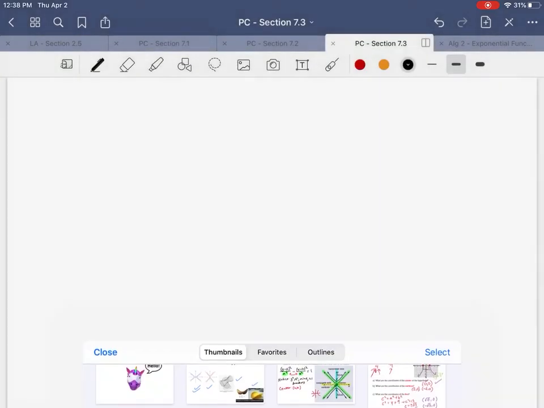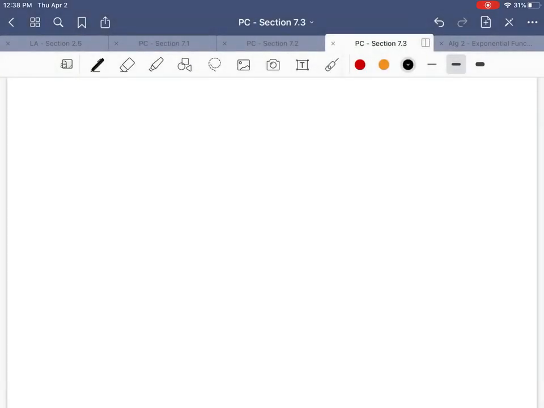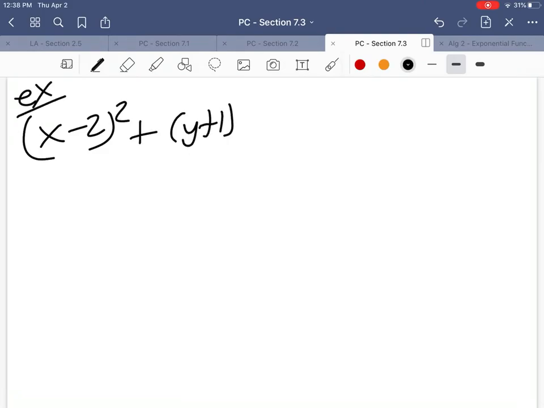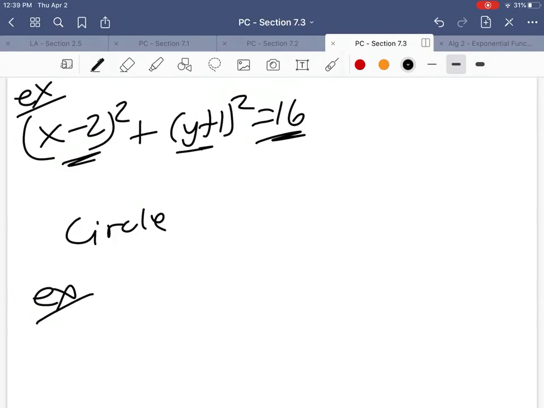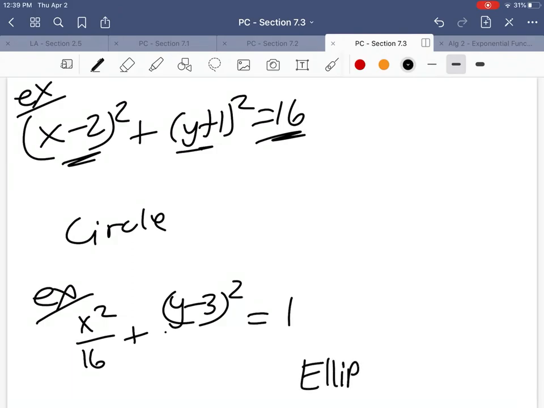All right. So next, let's just do a couple more of those. Let's say I have x minus 2 squared plus y plus 1 squared equals 16. So this one is just your good old circle. Remember, that's your r squared over here. Here's your center that you're moving to. This one right here, I got x squared over 16 plus y minus 3 squared over 1, basically, equals 1. So that's your equation for an ellipse.